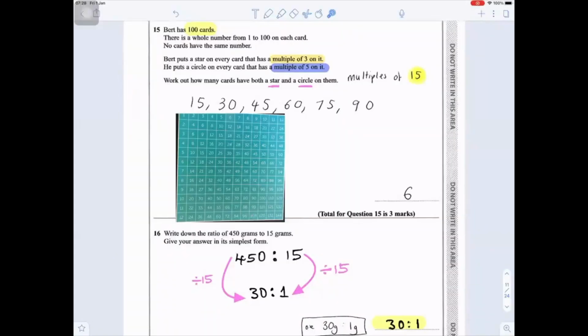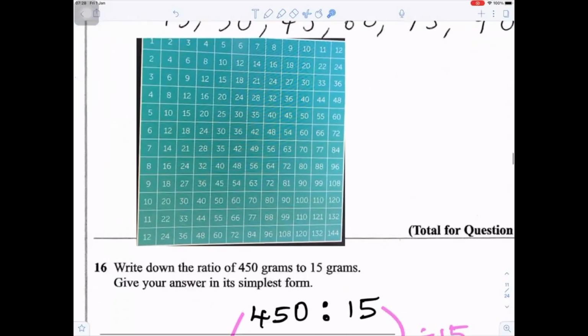So these are the multiples of 15. You would have 15, and then 30, 45, and so on. So you can use a chart like that to help you work out the multiples of 15.